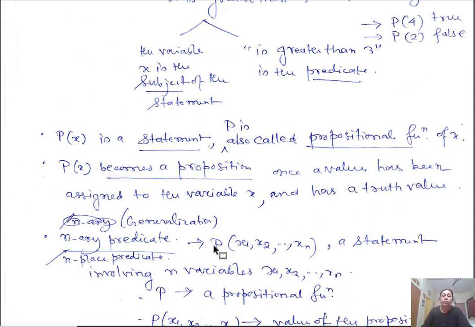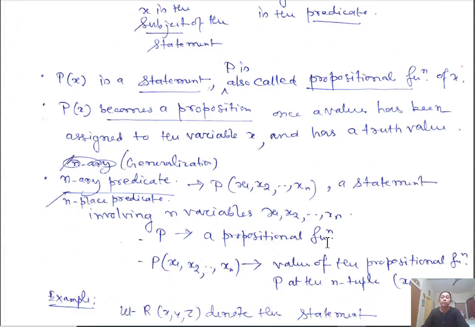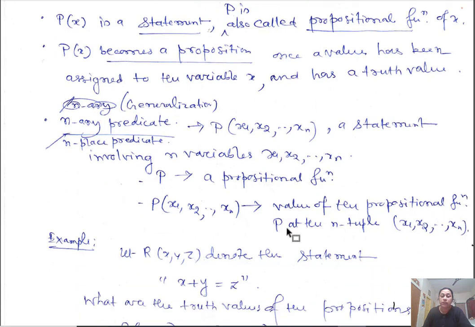So the propositional function of n variables x1, x2, ..., xn is a statement. This is an n-ary predicate or n-place predicate consisting of n variables, and whenever these variables are assigned particular values, this statement is a proposition. This P is called a propositional function in the variables x1, x2, ..., xn. The value of the propositional function P at the n-tuple (x1, x2, ..., xn) is obtained when some particular values are given to these variables.